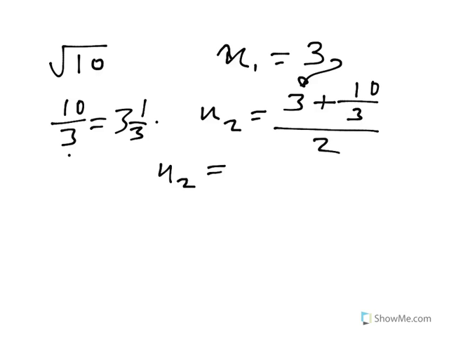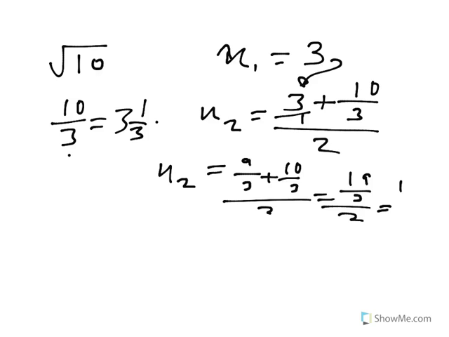I like to simplify this, get common denominators, so (9 over 3 plus 10 over 3) over 2 is 19 over 3 over 2, which is 19 over 3 times 1/2 equals 19 over 6. 19 over 6 is a pretty good approximation for the square root of 10. But we can do better.